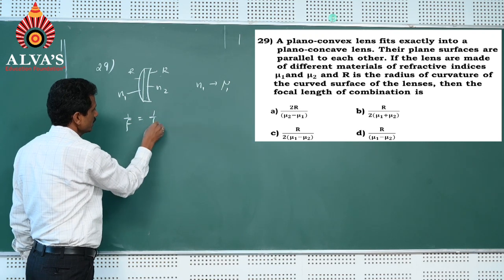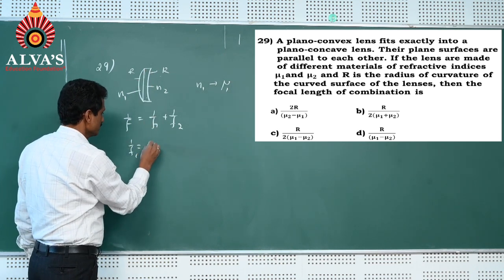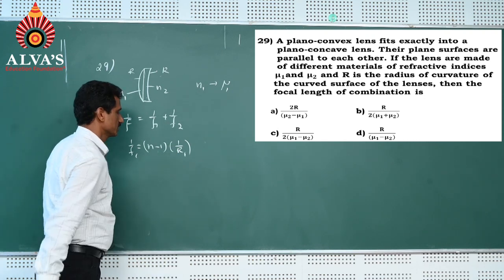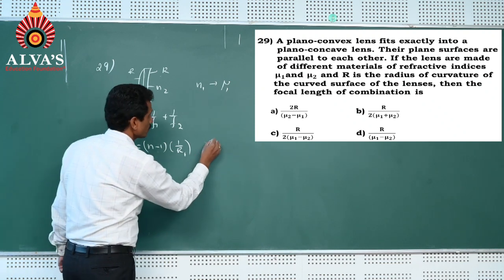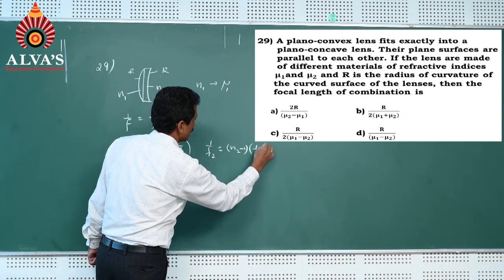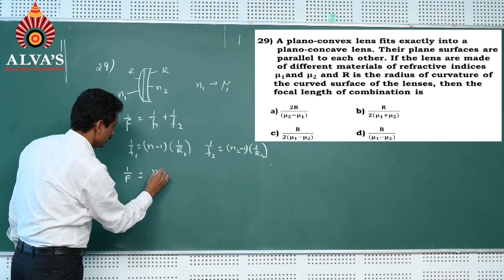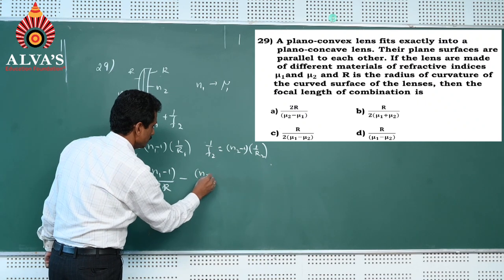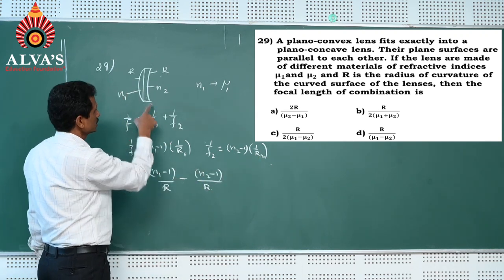Focal length of the equivalent lens is 1 by f = 1 by f1 plus 1 by f2. Whereas 1 by f1 is for the plano-convex lens, 1 by f1 is (n minus 1) times (1 by r1 minus 1 by r2). I will not write r2 because for the plane surface it is infinity, so 1 by r2 is 0. Therefore, (n minus 1) by r1. Convex lens, focal length is positive. 1 by f2 is (n2 minus 1) times 1 by r2. That is r2, and r1 is the same here, r the same. Therefore, 1 by f1 is (n1 minus 1) by r plus 1 by f2, which is (n2 minus 1) by r. R2 is nothing but r, and it is negative because it is a concave lens.